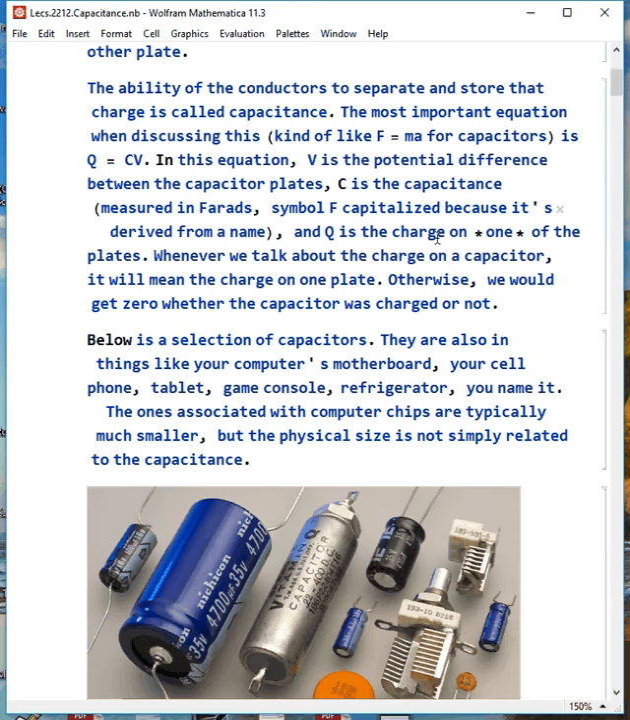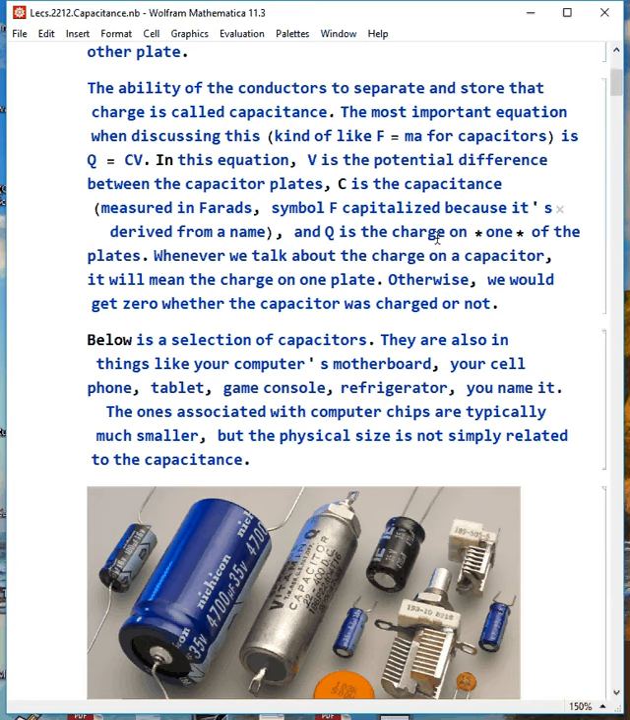The most important equation when we're discussing this, and this is kind of like F equals ma from last semester, is Q equals CV. Here, V is the potential difference between the plates. C is the capacitance. This is measured in farads, and it's a capital F symbol because it's from Michael Faraday's name. And Q is the charge on one of the plates.